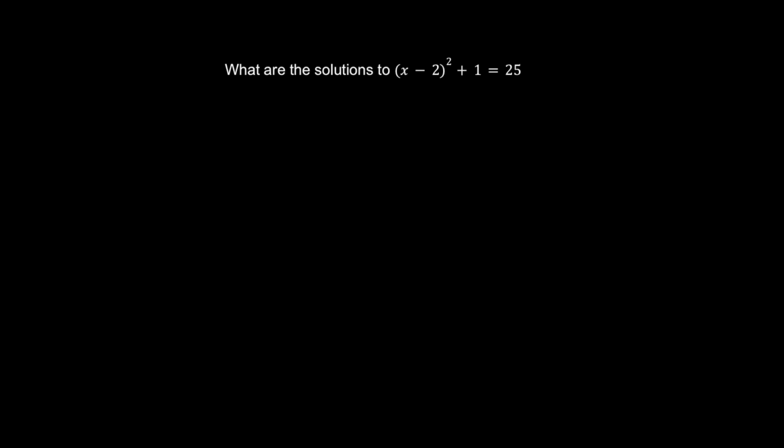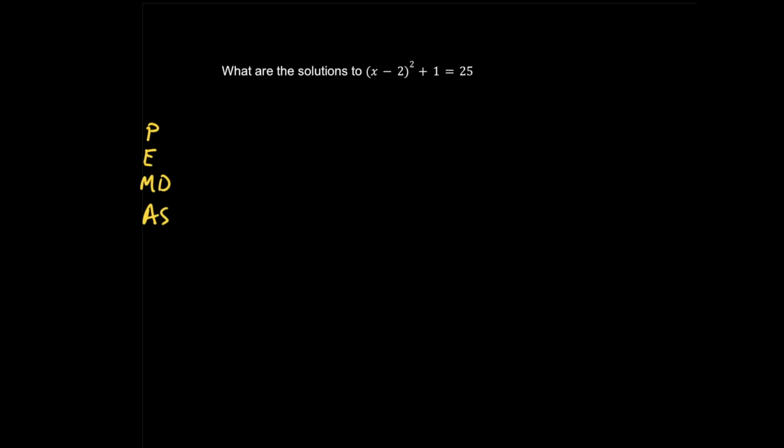This example asks what are the solutions to the equation the difference of x and 2 squared plus 1 equal to 25. So if I go and solve this one, since x only occurs once, I can use reverse order of operations. So we'll start by getting rid of anything outside the parentheses, starting with addition and subtraction. So we have a plus 1 outside the parentheses, so we will subtract 1 from both sides, giving me x minus 2 squared equals 24.